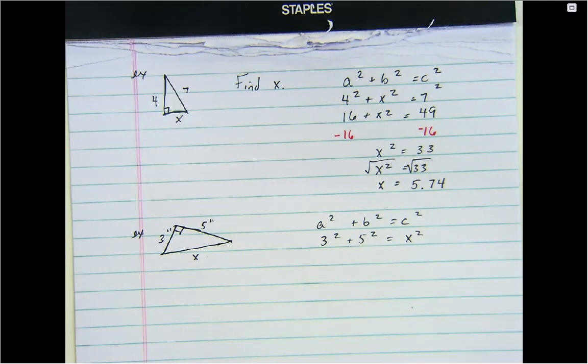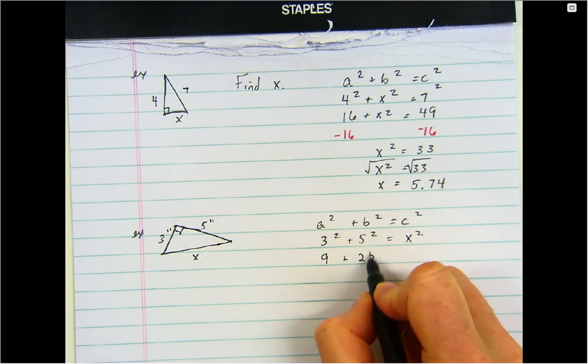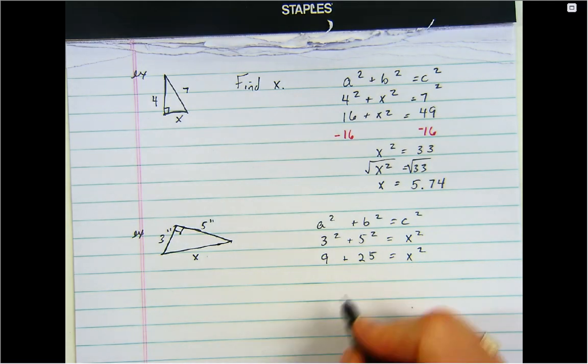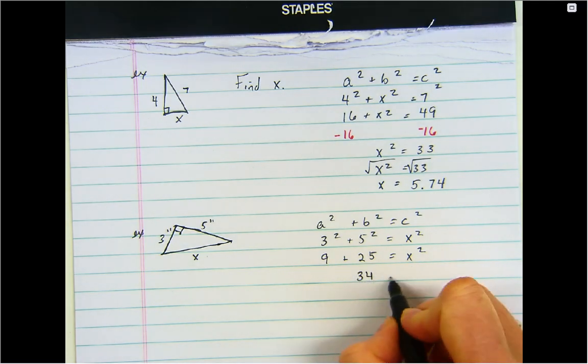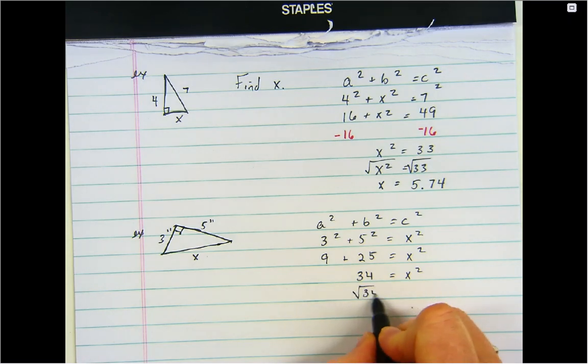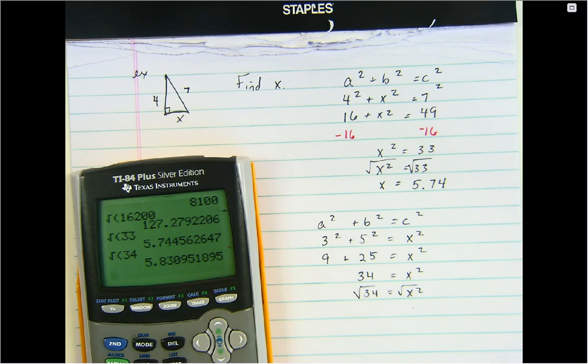3 squared plus 5 squared equals x squared. 3 times 3 is 9. 5 times 5 is 25. 9 plus 25 is 34. So the 34 is the x squared. And now we can go ahead and take the square root of both sides. So we have 5.83.